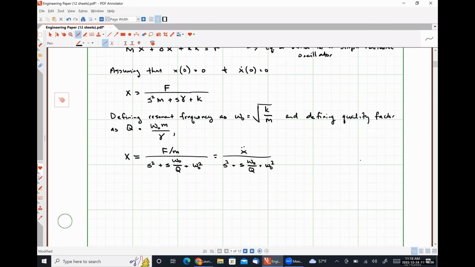And our accelerometer then has a transfer function in the s domain that is simply 1 over s squared plus s omega naught over Q plus omega naught squared. So effectively, that equation tells us how an input acceleration converts into an output displacement. That's all our transfer function is.